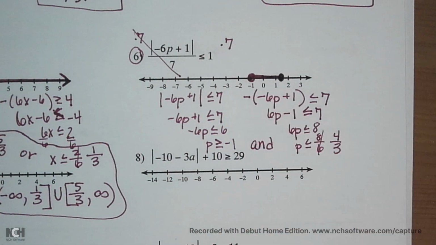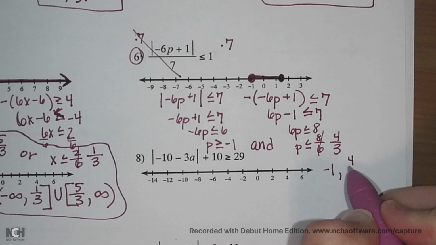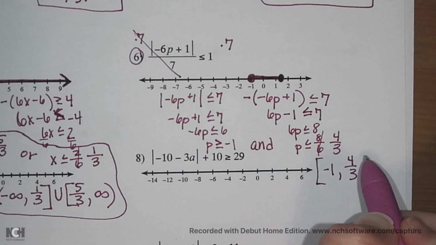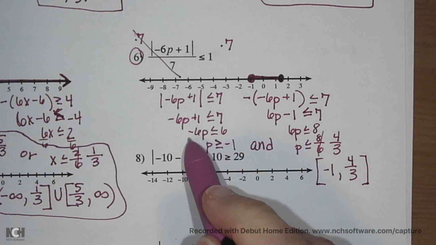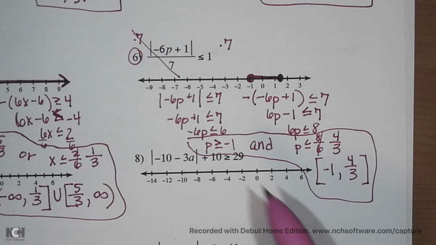And finally, interval notation, we're almost there. So negative 1 on the low end, 4/3 on the high end, and we have closed dots on both sides, so give it some nice square brackets. Make your answer look nice and neat, or at least neater, right?